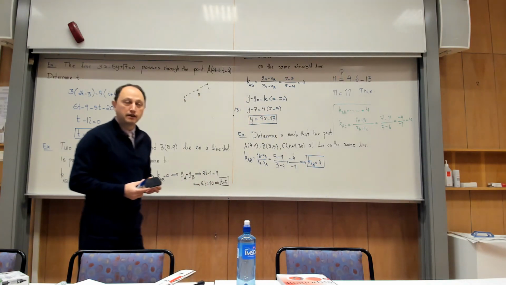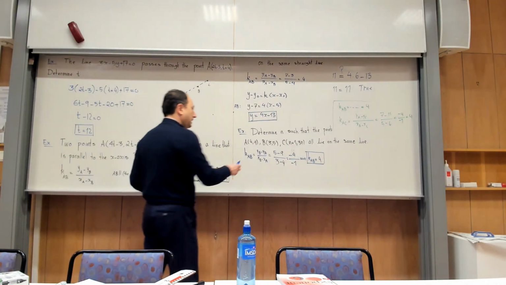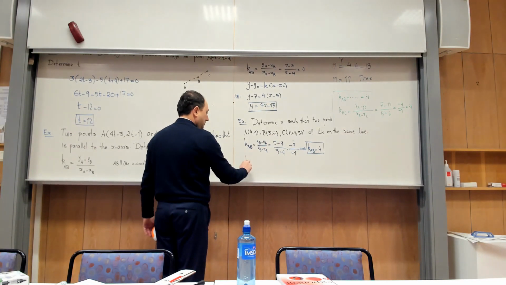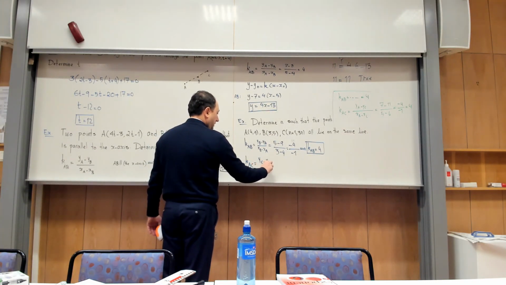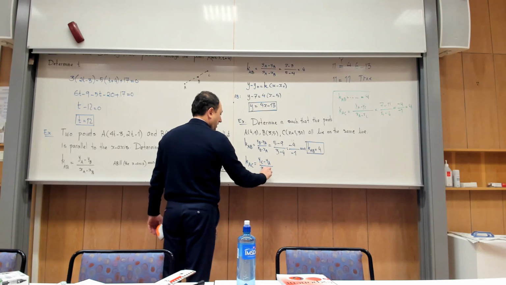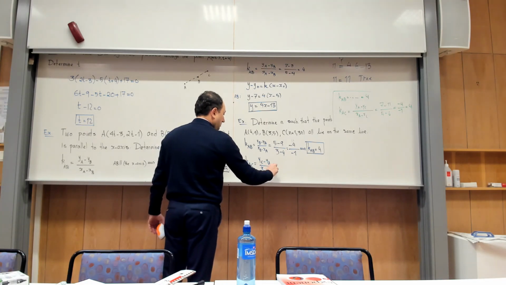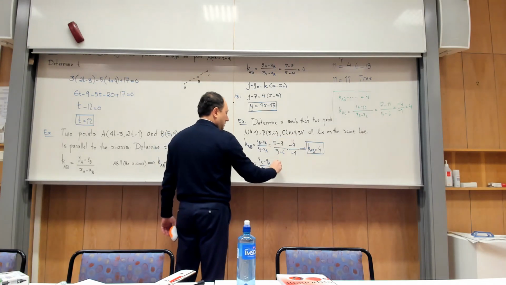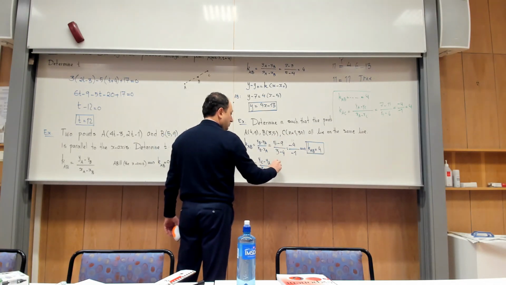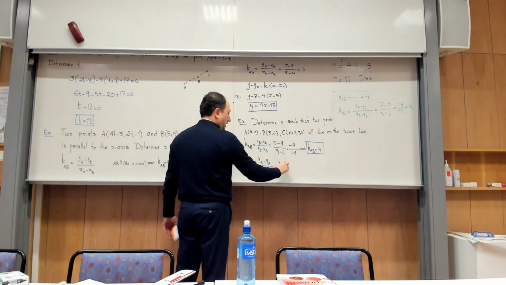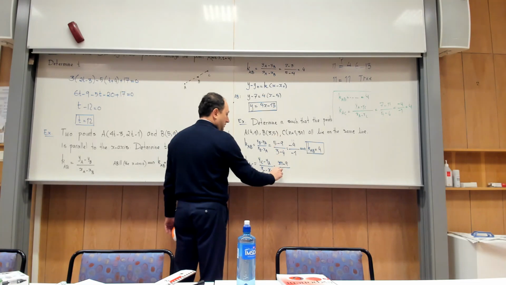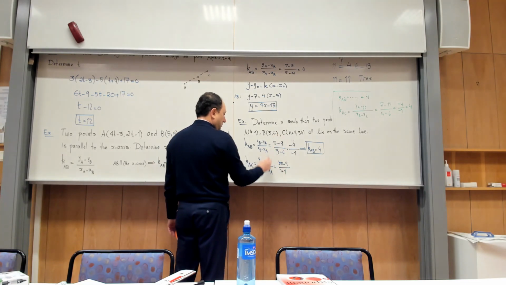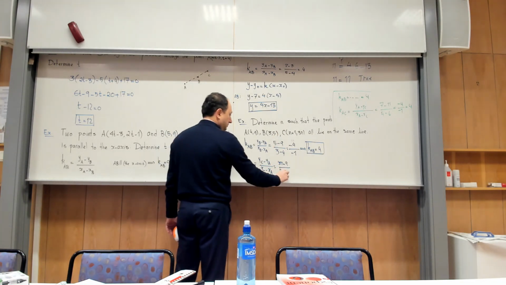And I also calculate the K value of AC, for example. Then this becomes YC minus YA divided by XC minus XA. But XC is n plus 1, YC is 3n, minus YA is 9, divided by XC is n plus 1, minus XA is 4.